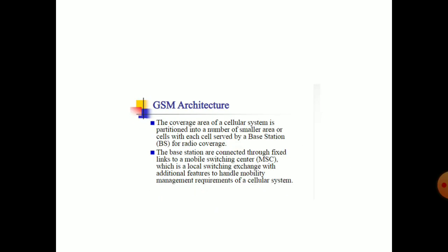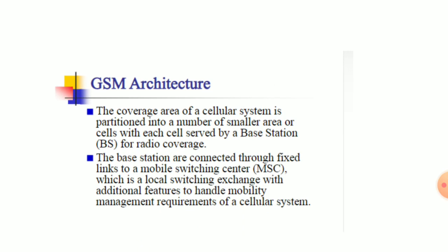First I am explaining about the radio cell, the coverage area of a cellular system. The cellular system is a mobile system that is partitioned into a number of smaller areas, or cells. Each and every cell is served by a base station for radio coverage purposes.